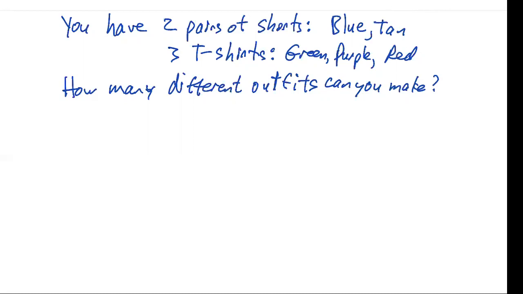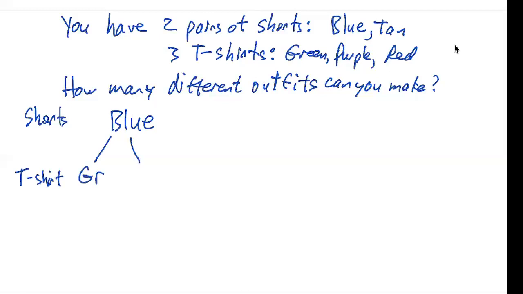So here's a wardrobe problem. If you've seen me on these videos, that's about how many colors of stuff I have. So how many different outfits can we make? If we take our blue shorts, I can pair that with a green t-shirt, I could pair that with purple, I could pair it with red. So there are 3 outfits I can make.